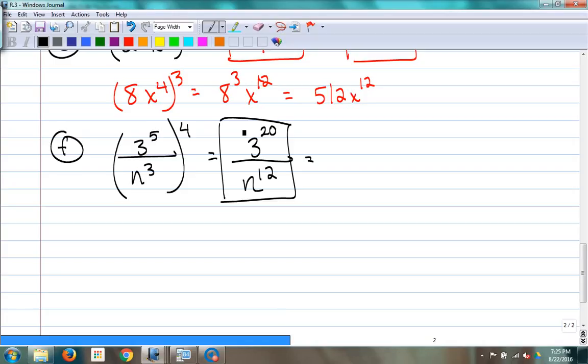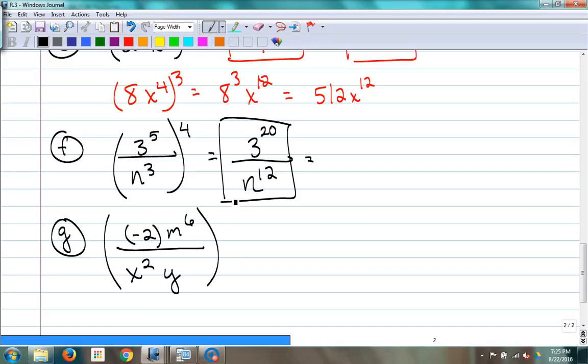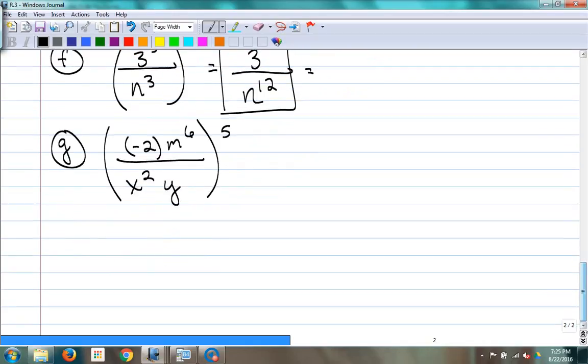See if we can clear this up a little bit. Example G. Let's say we had -2, then m to the 6th power over x squared, and then a y. Let's put that all in parentheses to the 5th power. That's a lot, man. He's got all kinds of stuff in there. Eat your Wheaties before you do this one.